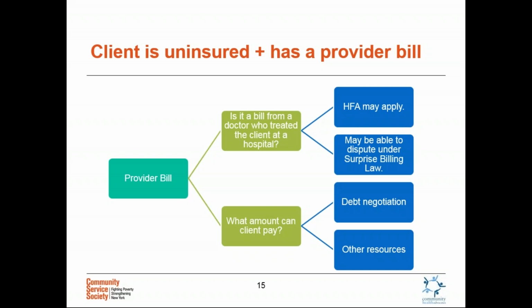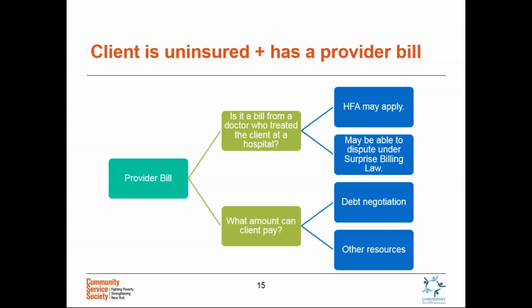Here, our client is uninsured and has a provider bill. They cannot get retroactive coverage, let's say. So in step number three, we would ask whether the doctor treated the client in a hospital or was this an outpatient appointment that they scheduled. If the client saw this doctor at a hospital, you should check whether the doctor is covered by the hospital's hospital financial assistance policy, and if so, consider applying.